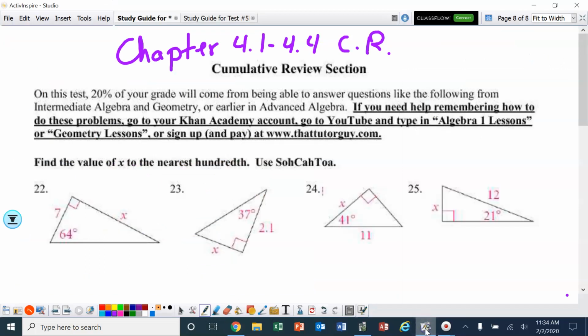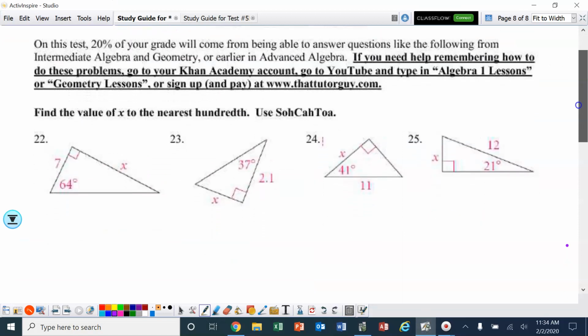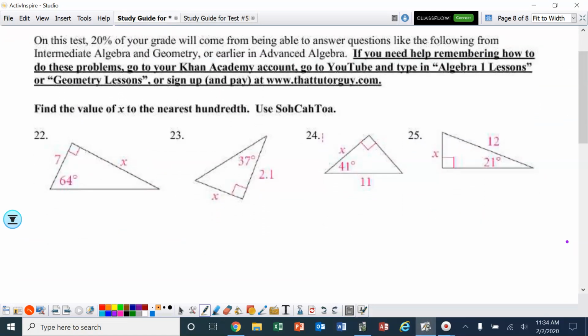All right, so let's go back to this and let's do it. Number 22, first we have to determine what we need to use to solve it. Do we need to use sine, which remember is opposite over hypotenuse? Do we need to use cosine, which is adjacent over hypotenuse? Or do we need to use tangent, which is opposite over adjacent? All right, well, here's our angle, 64.